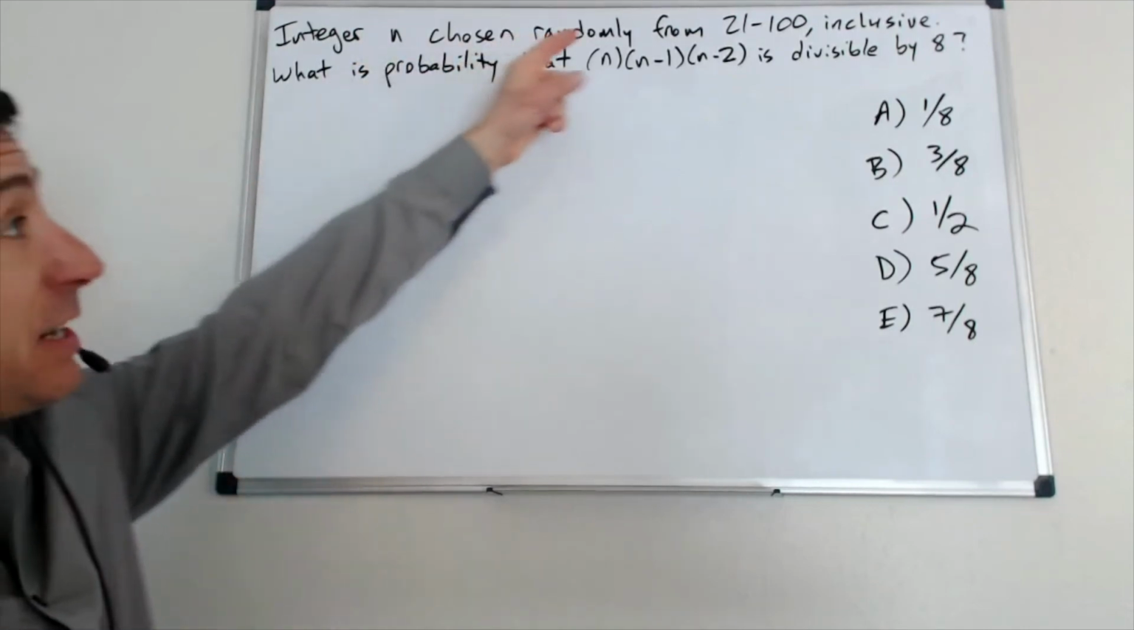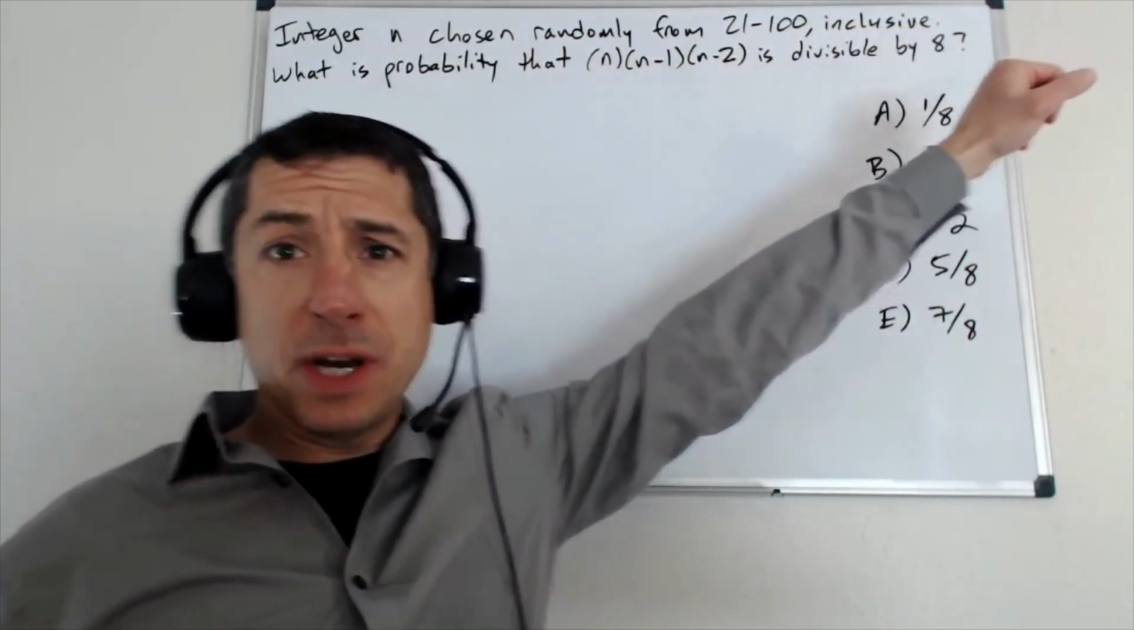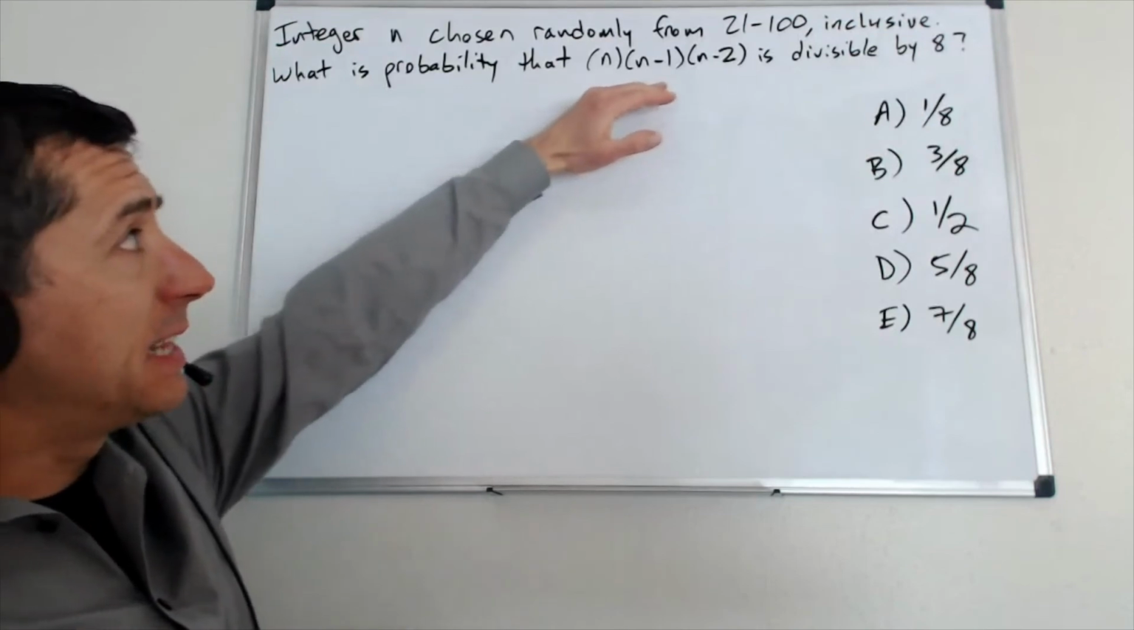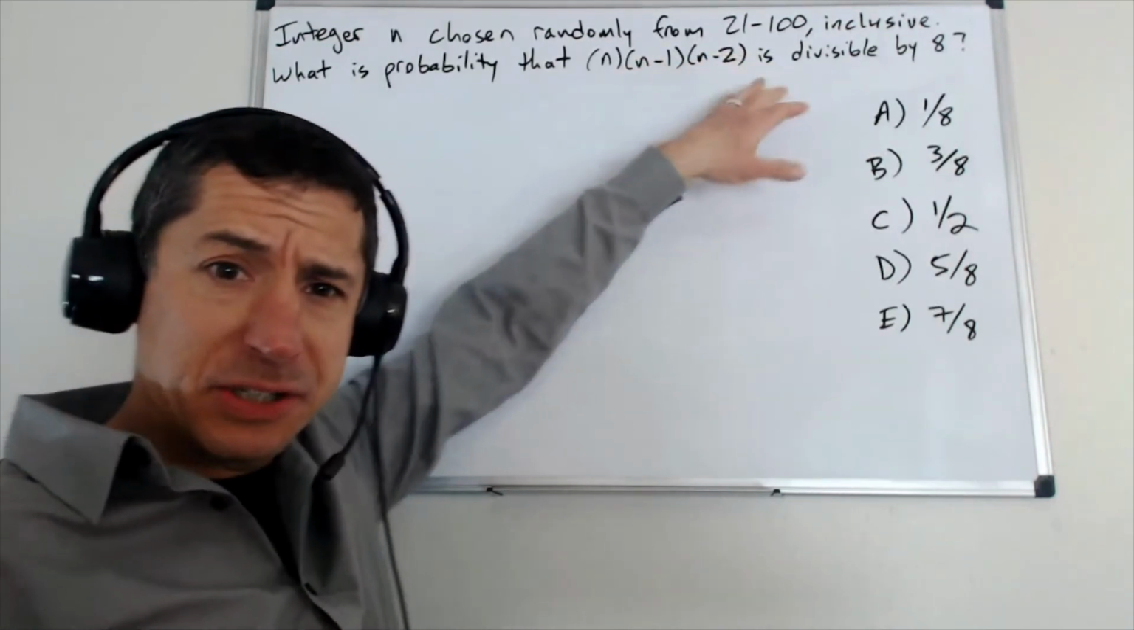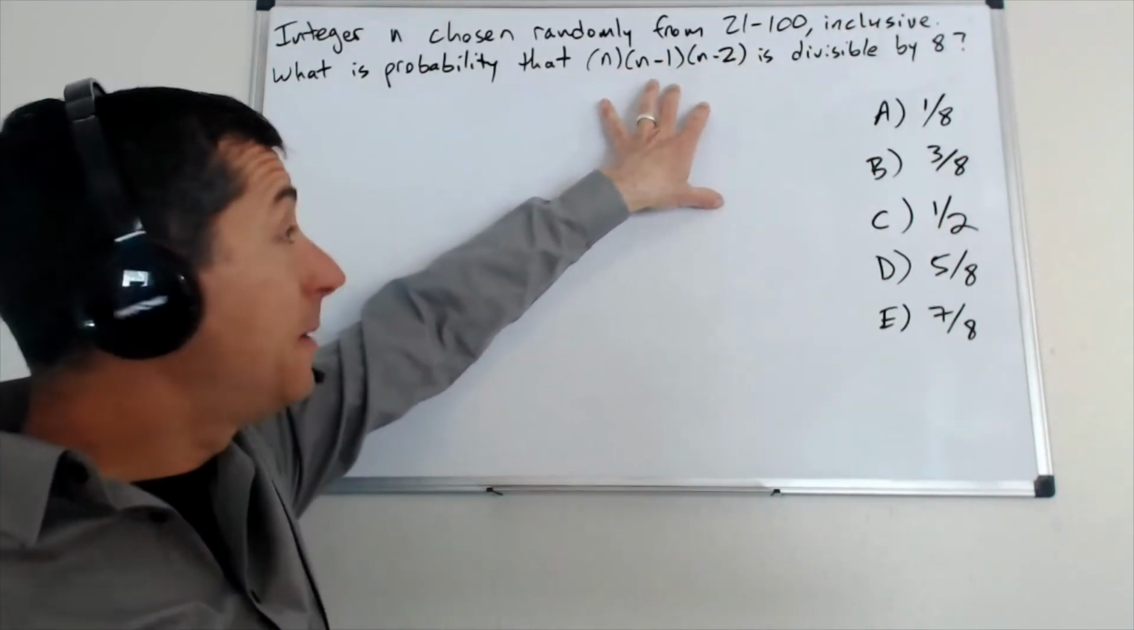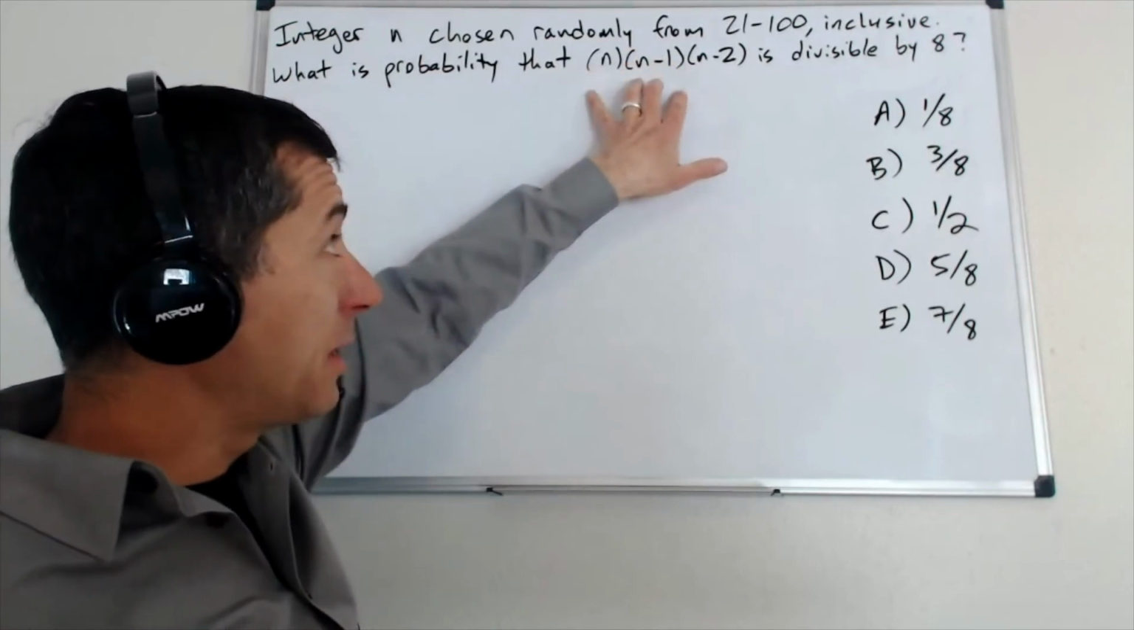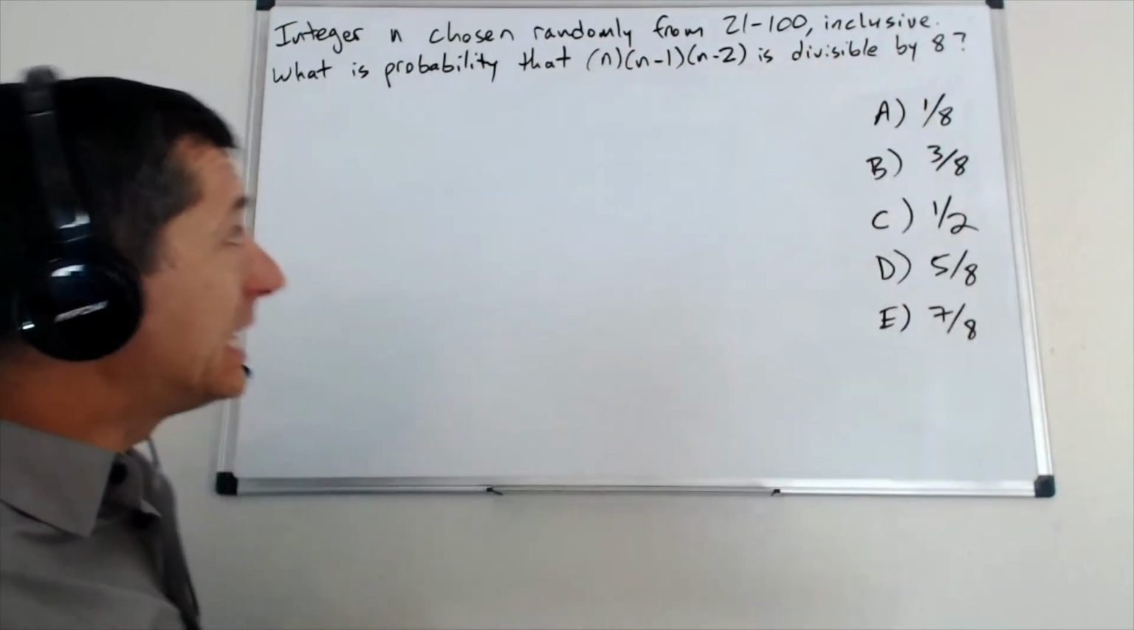All right, integer n is chosen randomly from the numbers 21 to 100 inclusive, and I want to know the probability that n times n minus 1 times n minus 2, so 3 consecutive integers multiplied together, I want to know the probability that that product is going to be divisible by 8.